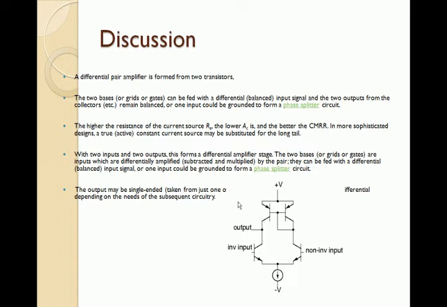So what would we do with the simple transistor? We are combining two transistors and handling the two half cycles. Now, with two inputs and two outputs, this forms a differential amplifier stage with two bases, or two grids, or two gates. Inputs are differentially amplified, subtracted or multiplied by the pair. They can be fed with a differential balanced input signal or a phase splitter. The output is taken from a single anode depending upon the circuit's needs.